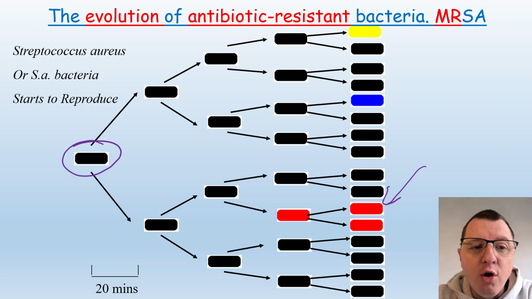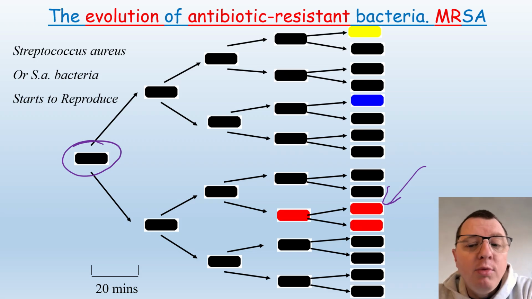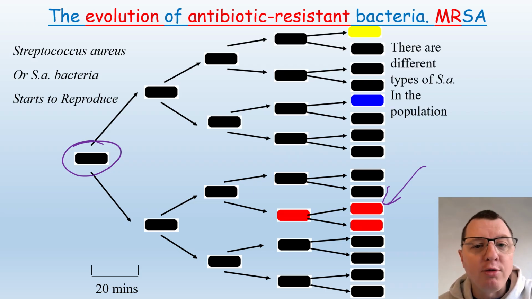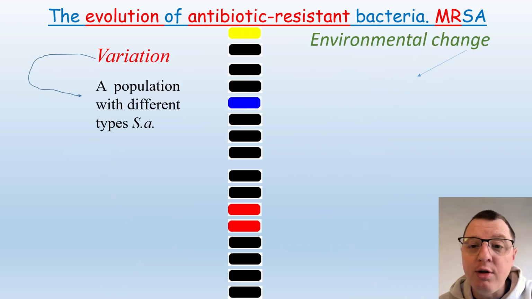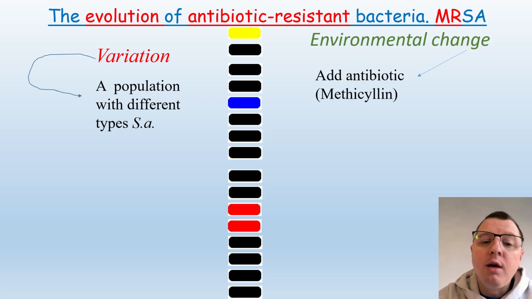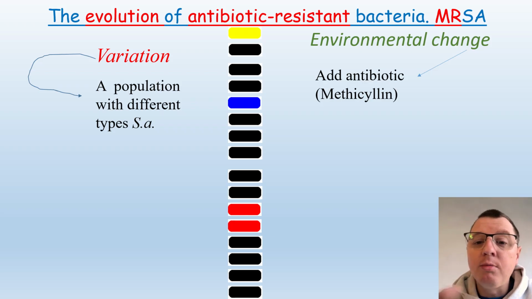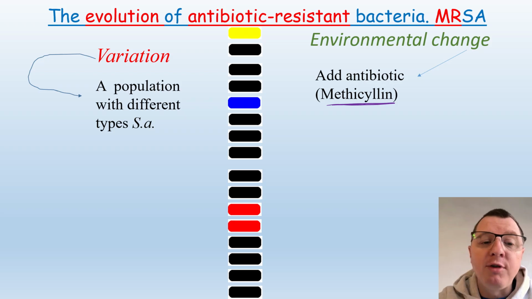And this is to show that due to mutations in the DNA, we are going to get variation within the population of this bacteria. So I've shown that by using different colours. And once you get variation, then you can have natural selection, but only if the environment changes. And how do we change the environment? Well, doctors have been overprescribing antibiotics, such as the antibiotic methicillin.